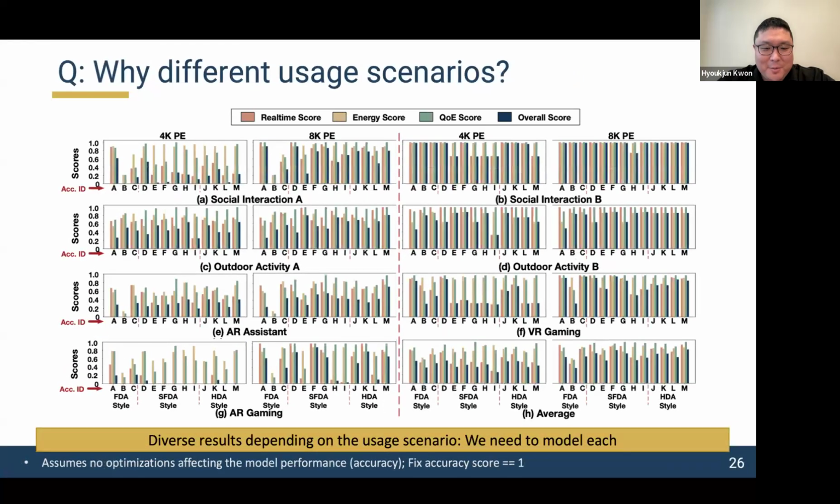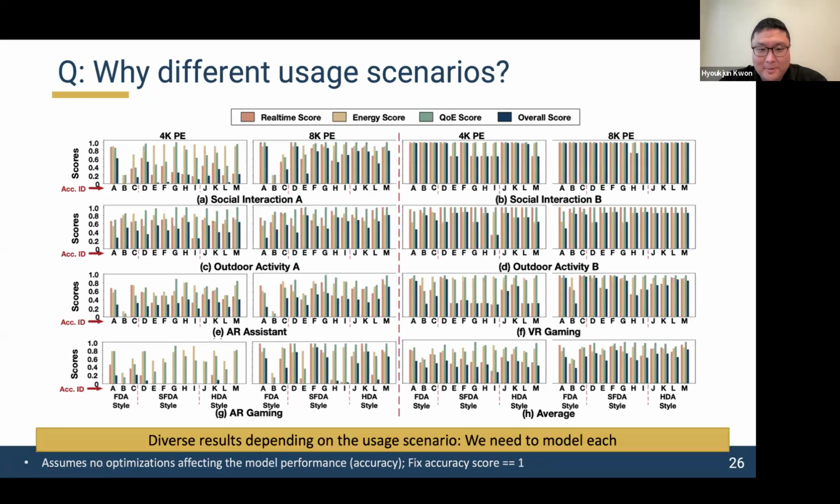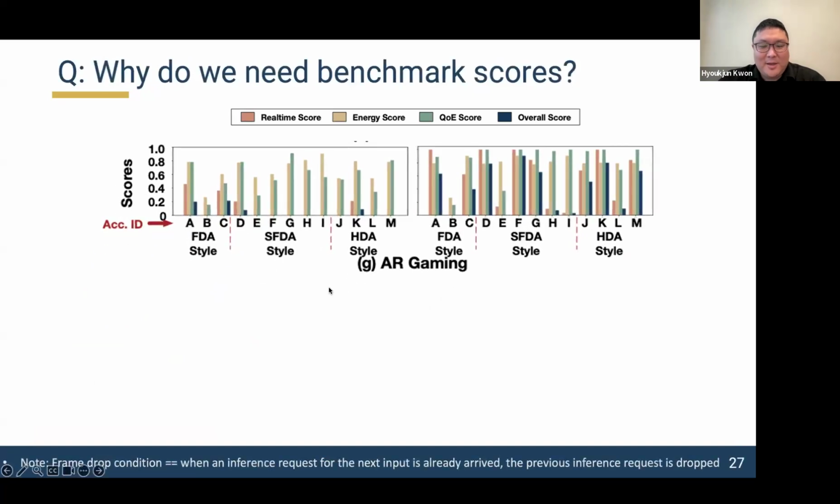But before I go into more details regarding one usage scenario, from a high-level glance, we can easily see the scores are pretty different depending on the usage scenarios. So this is one high-level piece of evidence that we need different usage scenarios that cover many of the actual use cases of AR/VR devices. But let's take a more detailed look at one result on the AR gaming usage scenario.